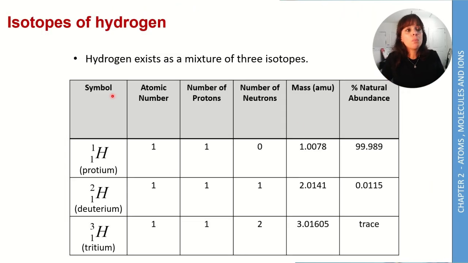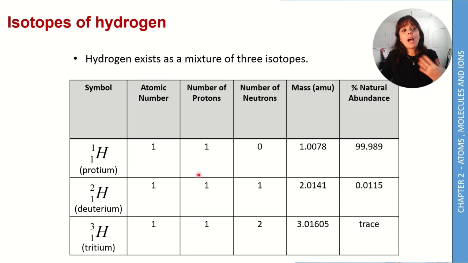Here, the isotopes of hydrogen are protium, deuterium, and tritium. So the only thing that is changing here is the number of neutrons. If you see, the number of protons is the same for all. So we have 1 proton for each of those hydrogens over here. But what has changed is the number of neutrons, and of course the mass number. AMU means atomic mass unit. And here is the percentage that changes.